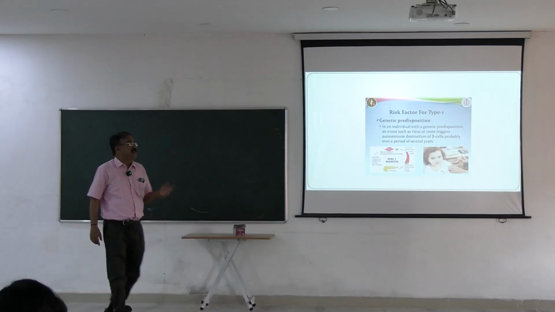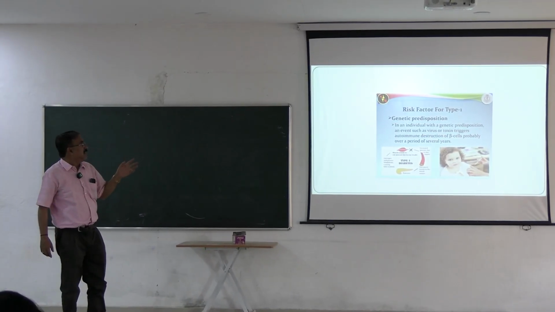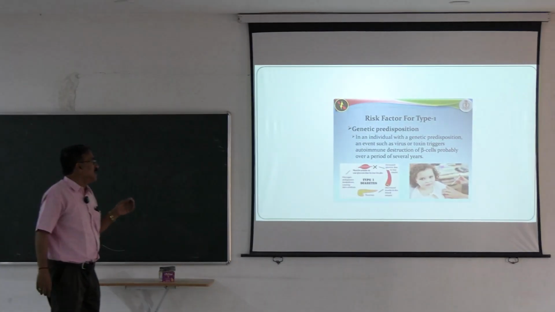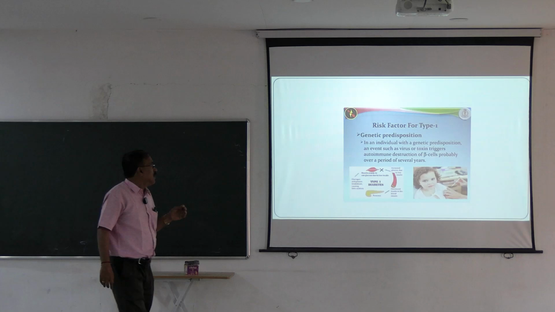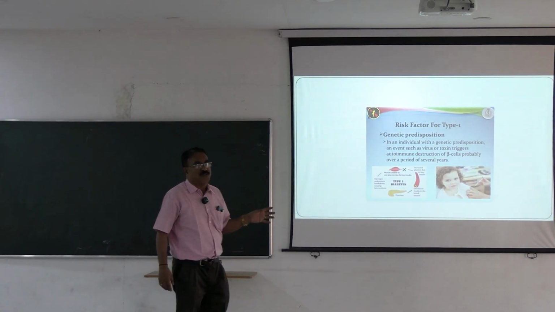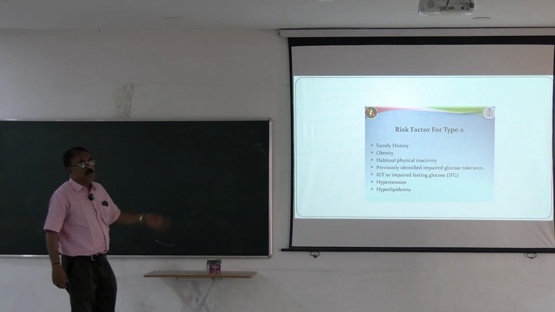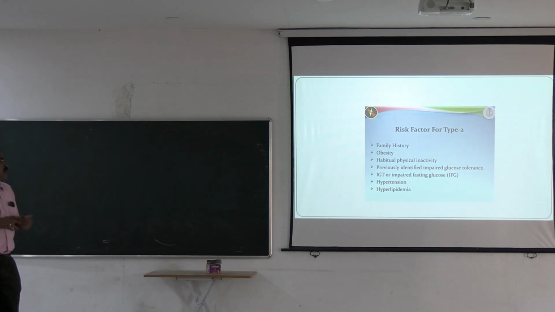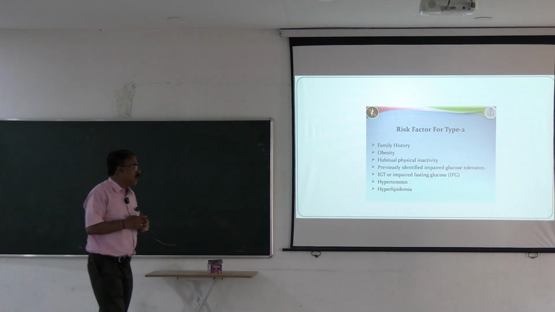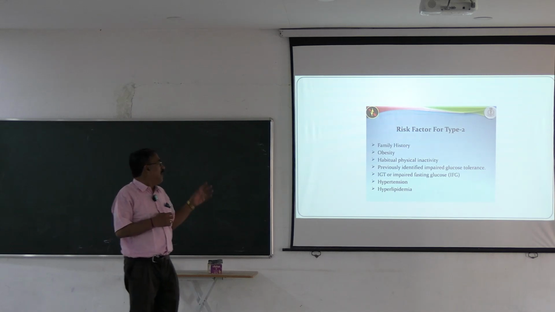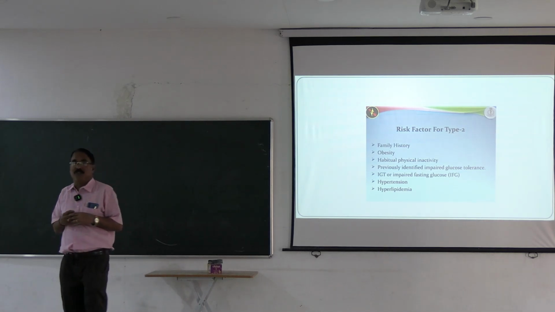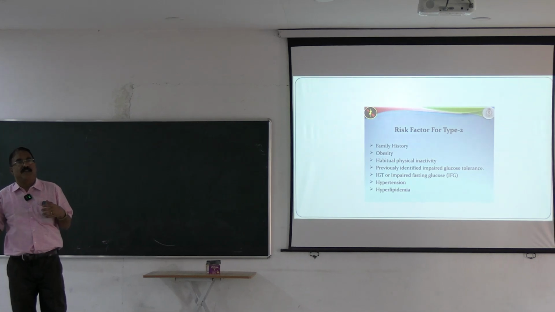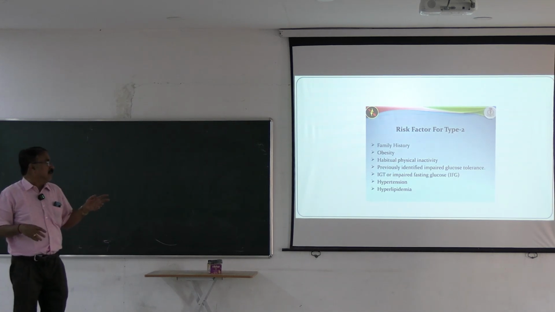In type 1 diabetes, there is usually a family history, and there is an event such as a virus or toxin which triggers autoimmune destruction of beta cells over a period of several years. This is the usual cause for type 1 diabetes. Type 2, we have other risk factors: family history, obesity, habitual physical inactivity, impaired glucose tolerance, hypertension, hyperlipidemia, and previously identifiable glucose intolerance. So all these are risk factors for developing type 2 diabetes.